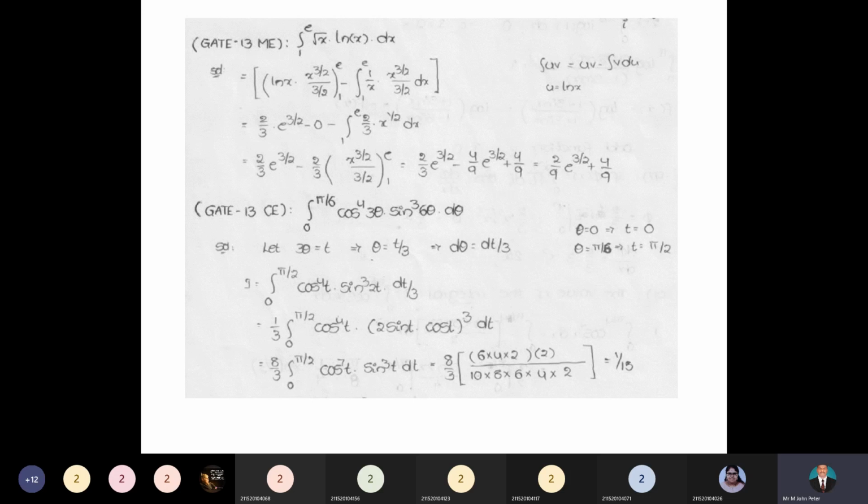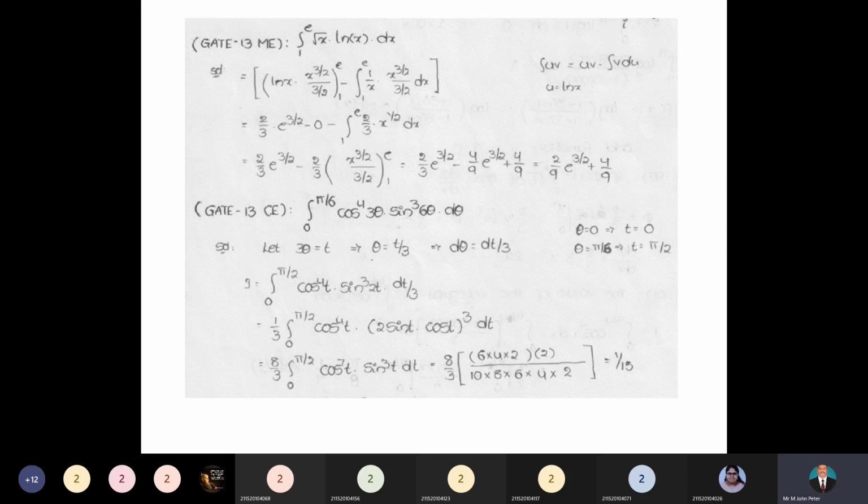So that is the integral from 0 to pi by 2 of cos to the power 4t into 9 sine cube 2t. Sine cube 2t, that cube is taken as a power cube. Sine 2t is equal to 2 sine t cos t. So using the formula, you will get (2 sine t cos t) whole power 3. So apply the cube inside. You will get cos to the power 7 sine cube t dt.